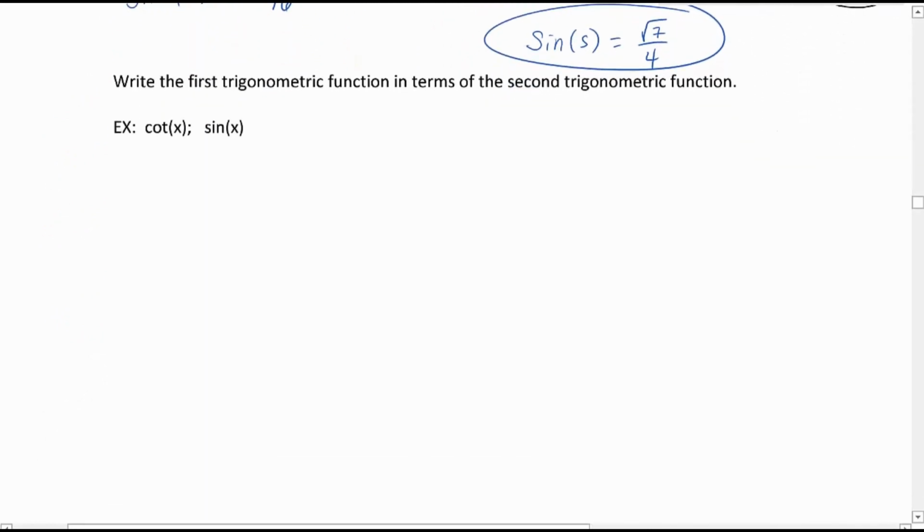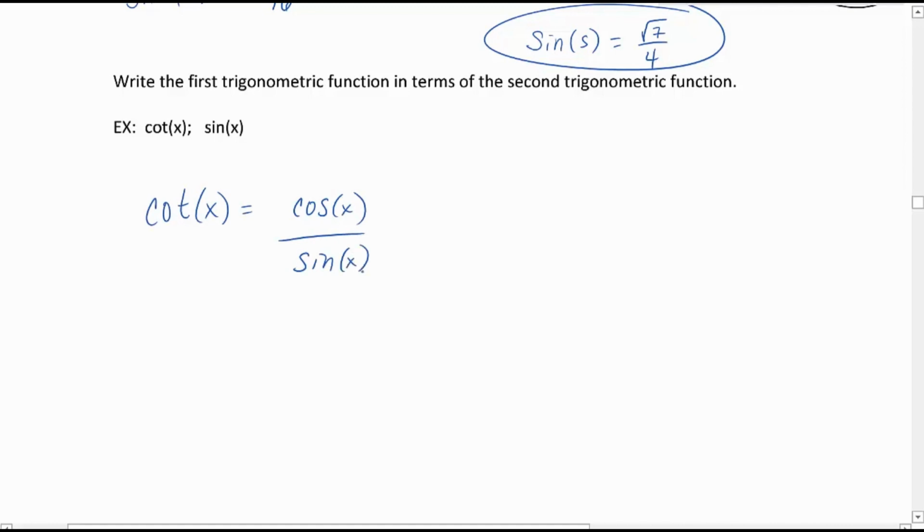Next, we are going to write the first trigonometric function, cotangent of x, in terms of the second trigonometric function. Doing this is very helpful when we are verifying trig identities and solving trig equations. So we want to start with cotangent and end up with just sine. So what do we know about cotangent of x? Well, it's the reciprocal of tangent. That doesn't help us get a sine. Using our quotient identity, cotangent of x can be rewritten as cosine of x over sine of x.